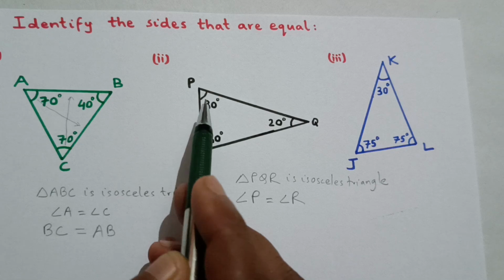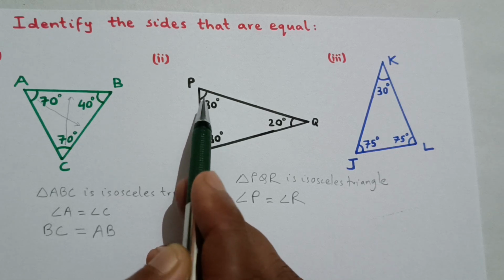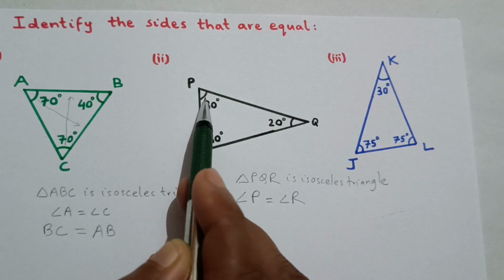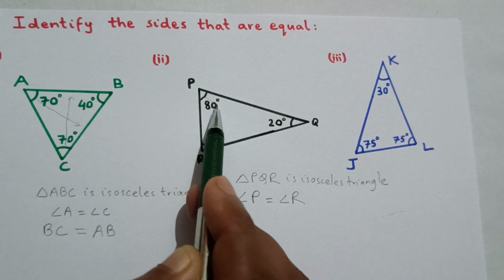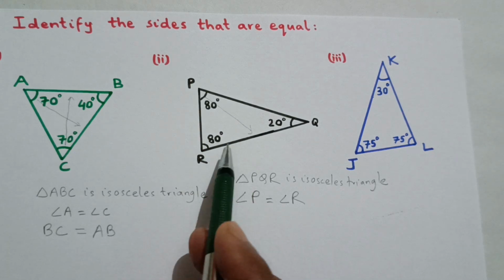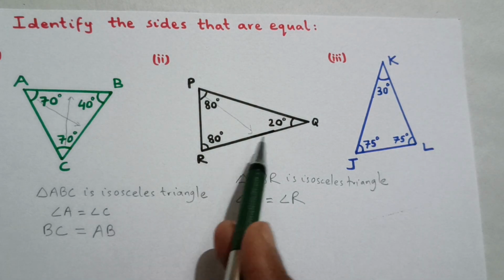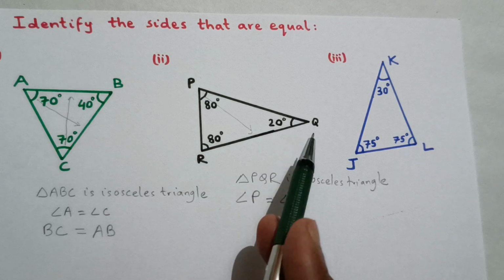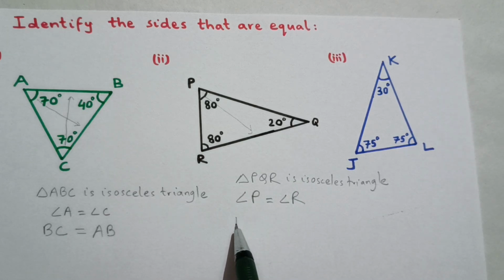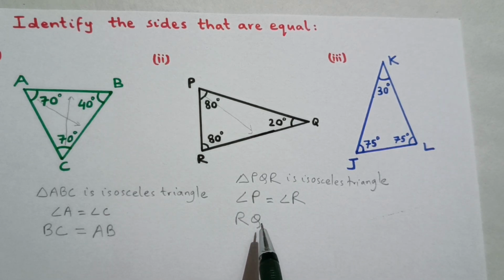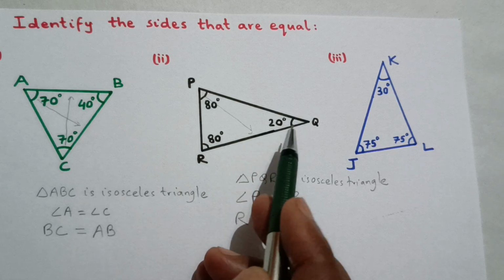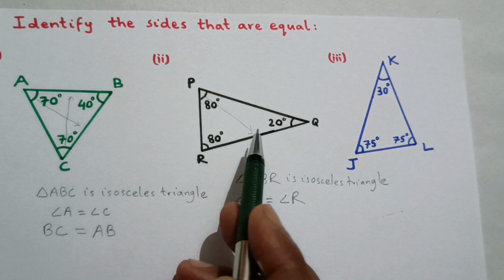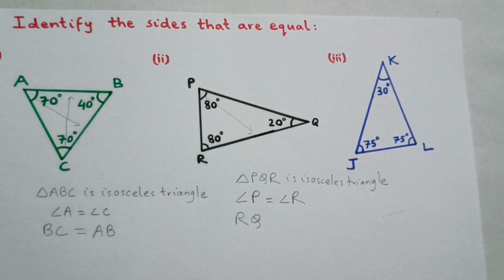Now angle P is this angle. So the side opposite to this angle is this side, and this side is side RQ. So RQ is the side that is opposite to angle P.